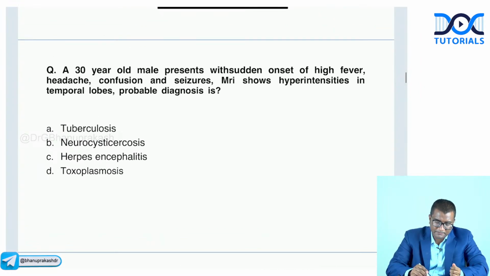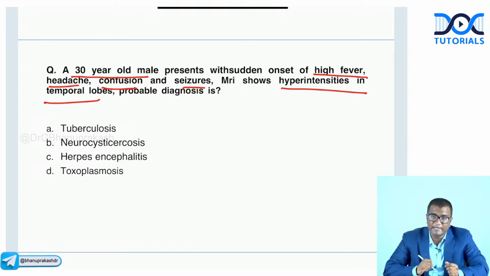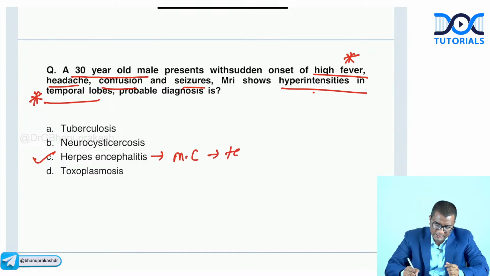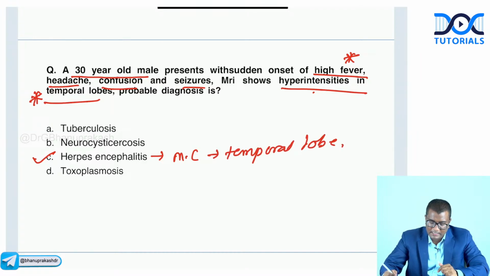Look at this next question. A 30-year-old male with sudden onset of high fever, headache, confusion and seizures. MRI shows hyperintensities in temporal lobes. What is the probable diagnosis? Here you are seeing a patient with fever, some infective condition, and he has involvement of the temporal lobe. Remember, the most common lobe involved in herpes encephalitis is the temporal lobe. So the temporal lobe is involved most commonly.